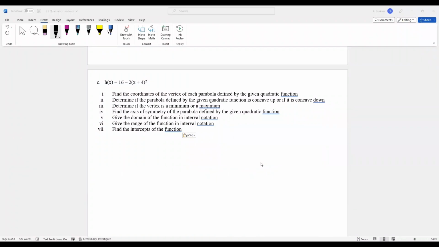Here's another example. This time we are given the equation in standard form. We have 16, which is our k. And notice that this says x plus 4, and the form is supposed to be x minus h. So h is going to be negative 4 here. All right, so my vertex is the ordered pair negative 4, 16.